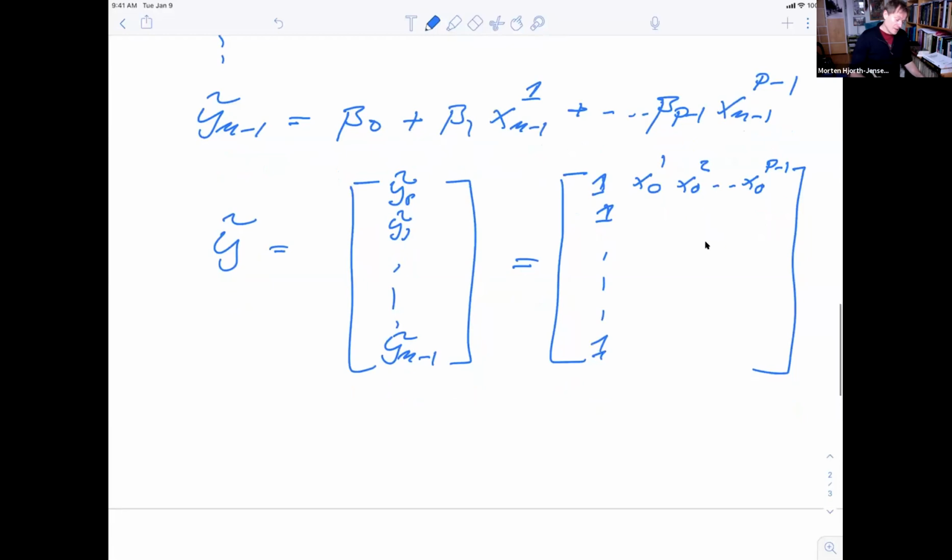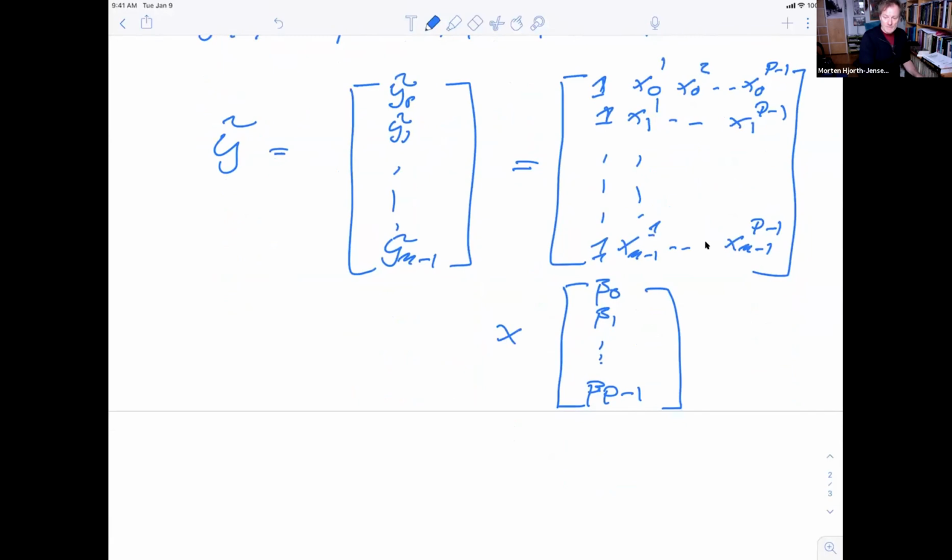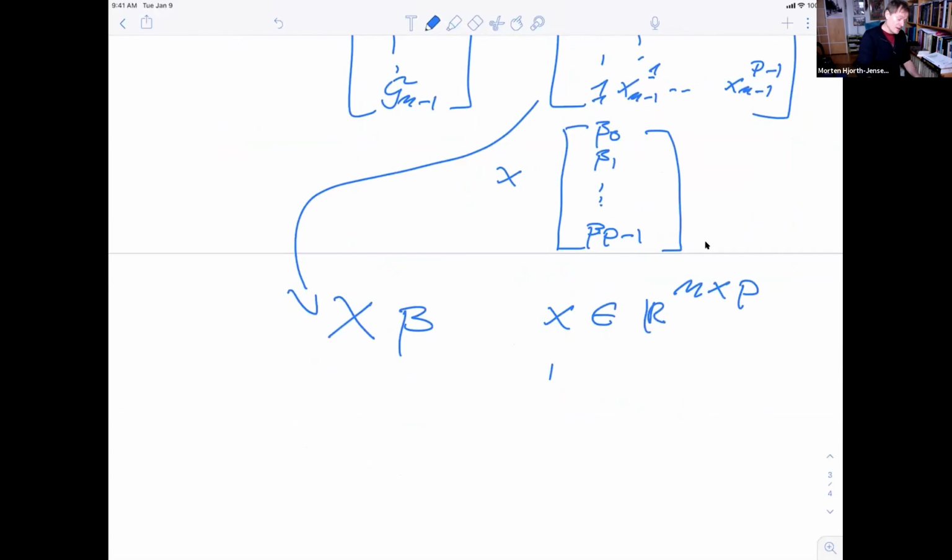So what we would have now would be an x1 here, up to x1 to the power of p minus 1, and then we go all the way to xn minus 1, up to xn minus 1 to the power of p minus 1. And this is then multiplied with the parameters beta 0, beta 1, up to beta p minus 1. You see that this matrix here is the matrix X, and we write this multiplied by beta. So X has dimensionality R, a real valued matrix of n times p, beta is a vector of dimensionality p, and obviously y has dimensionality n.